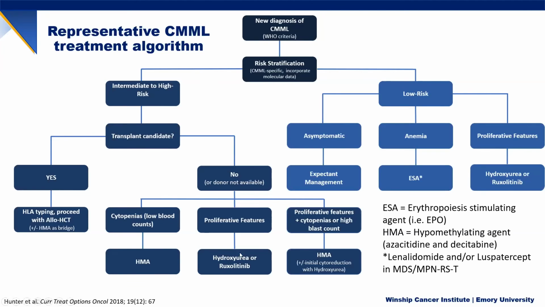And for proliferative features, kind of the same options as before. And then in patients who have kind of combined these or high risk for having these high levels of blast cells, again, these hypomethylating agent drugs, azacitidine and decitabine, are often kind of our standard, although they may need to be combined with some other things to help control the disease.